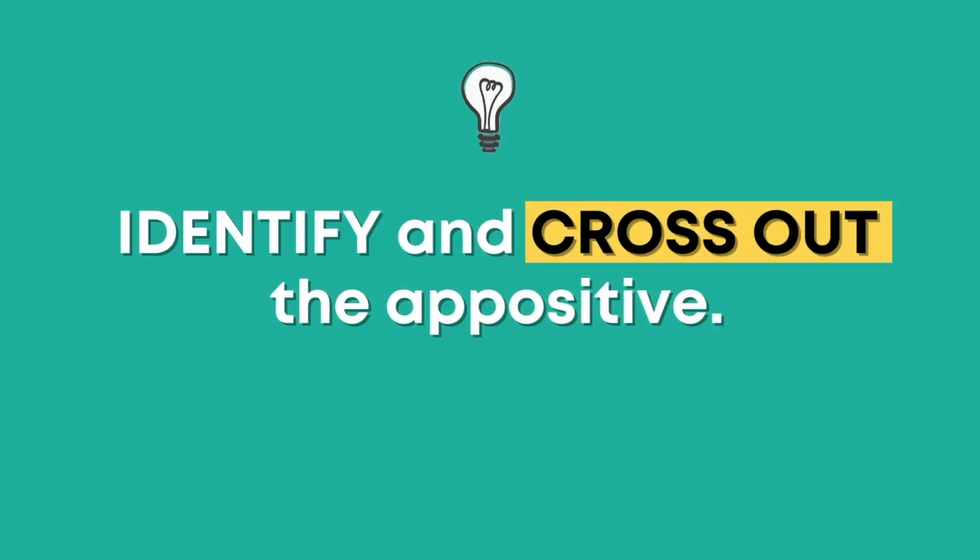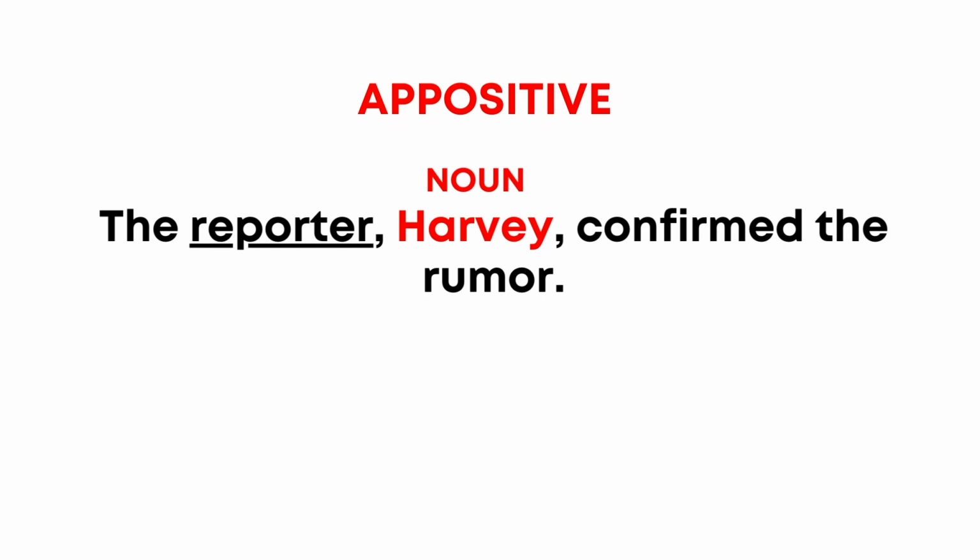In this sentence, we can see two nouns before the verb confirmed. But only one noun must be the real subject. So, we have to identify and cross out the appositive. Here, the proper noun Harvey is an added information about the reporter. It renames it. Therefore, the true subject is the noun reporter.